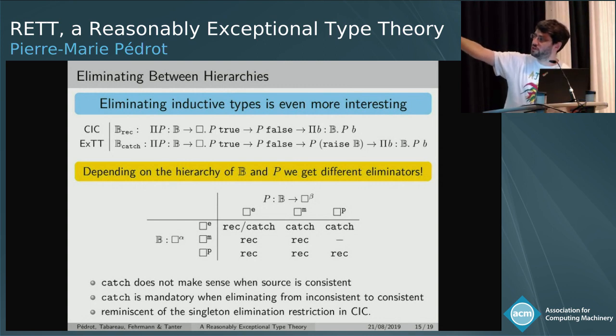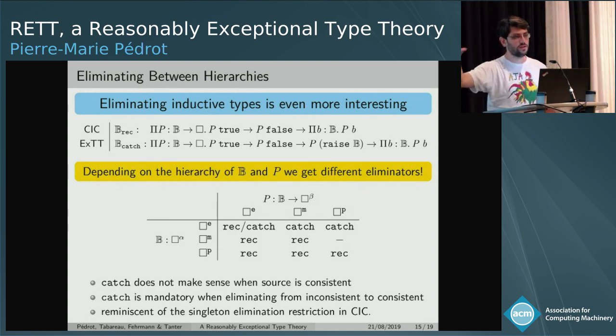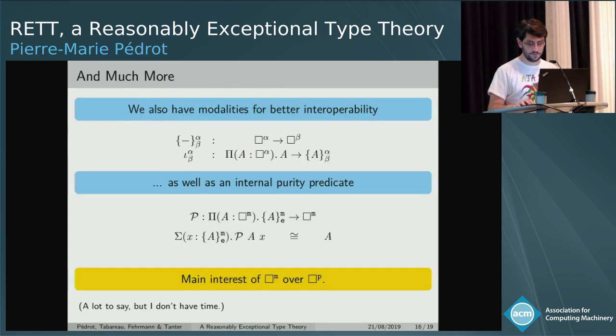But the interesting thing to remark is that when you want to go from the exceptional hierarchy to any other hierarchy, then you have to guarantee that no exception escapes. So this is essentially saying that you have to catch everything at the boundary of the hierarchy. And this is somehow a variant, in spirit, of the singleton elimination of CIC.